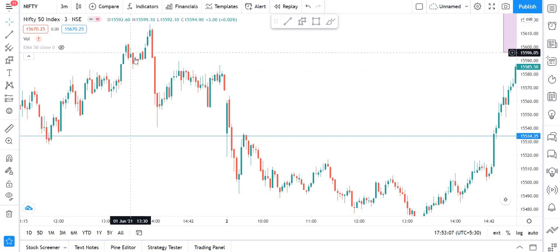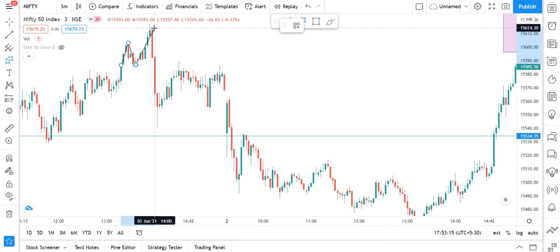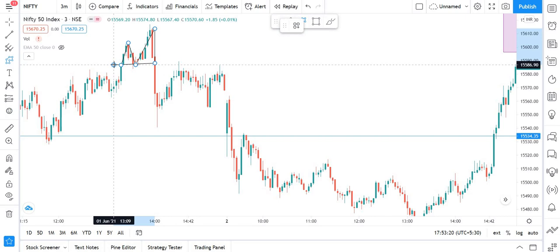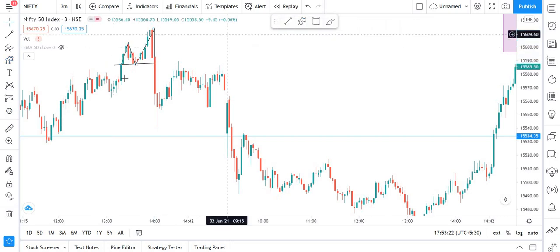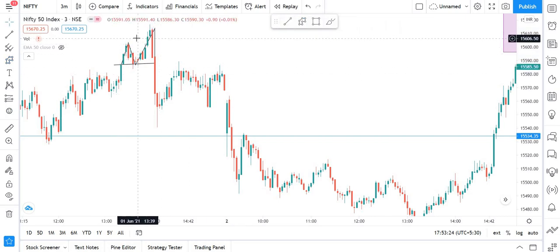So here I can see another. So in this you can see, now look at the difference between both these peaks. Yeah, definitely there is a difference between both these peaks, but you can imagine that this pattern is also valid because two peaks have been made by the Nifty 50.